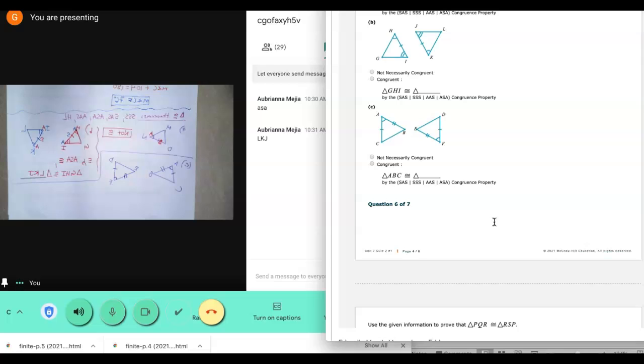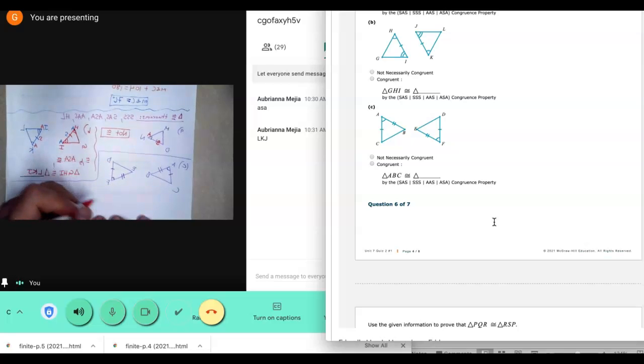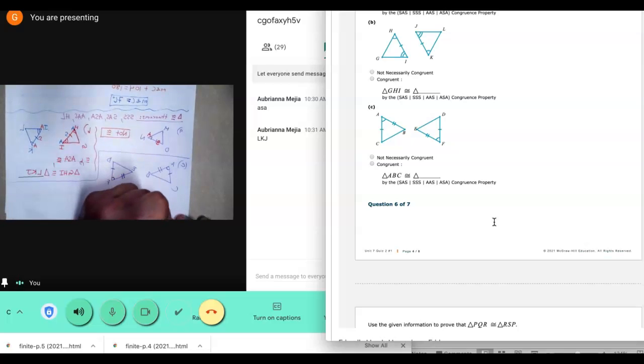So, any takers on this one? Anybody know which theorem we can use to say that triangle blank is congruent to triangle blank? In fact, it says triangle ABC, so I'm going to go ahead and take that piece and copy it. Triangle ABC is congruent to triangle blank.